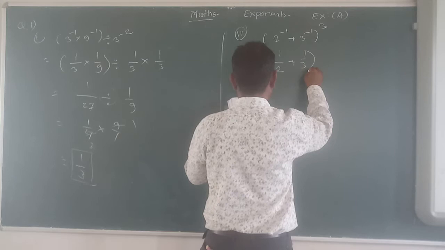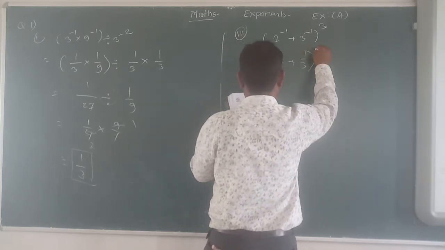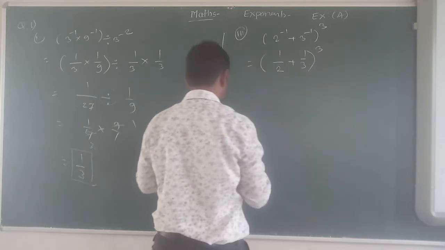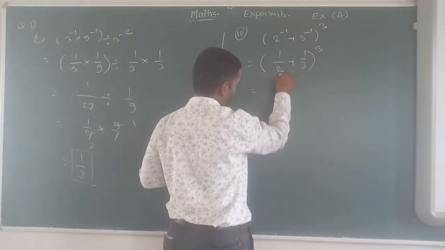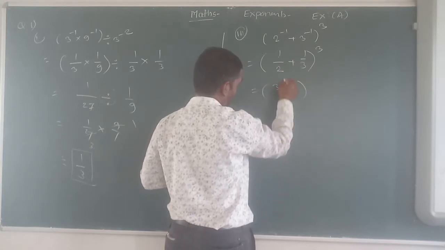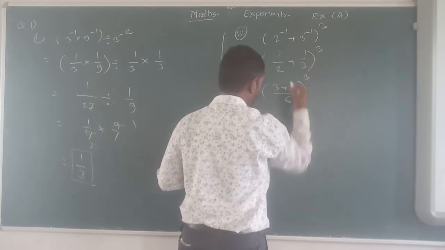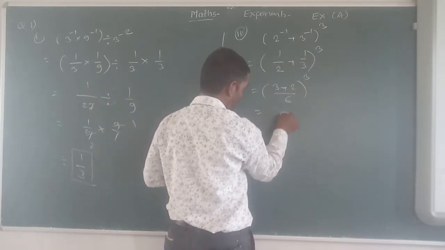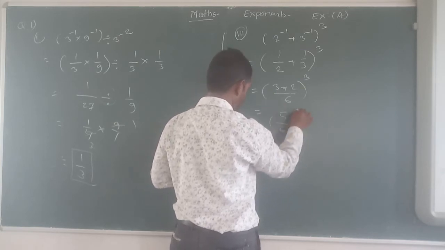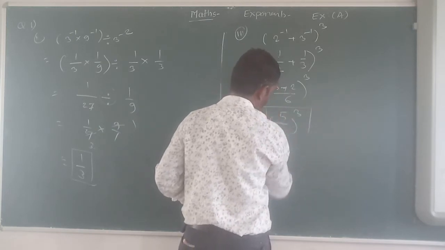And the bracket power, what is the bracket power? Power 3. So here we will take the cross multiply. 3 times 1 is 3, 2 times 1 is 2, and 2 times 3 is 6 at the denominator, and power 3. Okay, now solve it. 3 plus 2 is 5. 5 upon 6 raised to 3. So this is your answer.